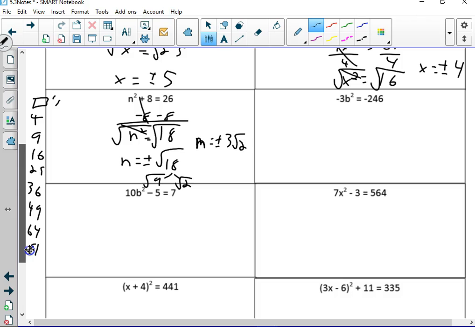Okay, now in this one, we need to divide by -3. Which is going to give me b squared equals, that's going to be 82. Now, what perfect square is really close to 82? 81. So we know this answer is going to be really close to 9. Okay, 9 point something. This is going to be slightly bigger than 82. So we do this, plus or minus square root of 82. Now, we need to look at this list and see if any of those numbers go into 82.